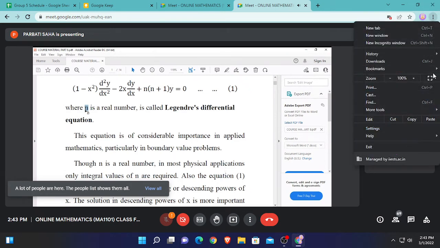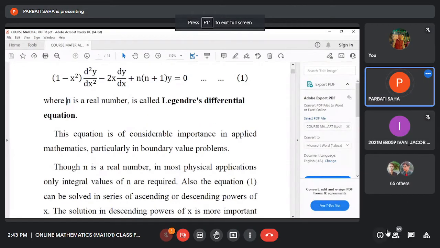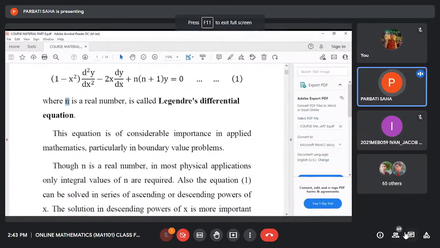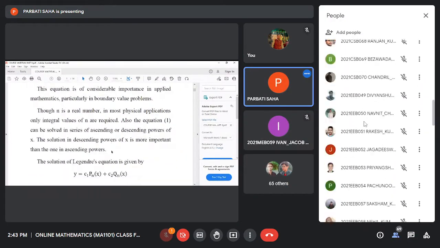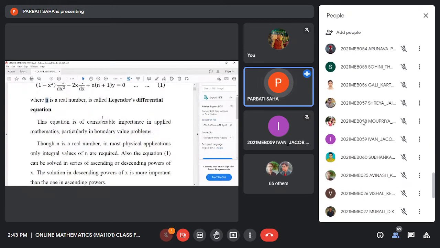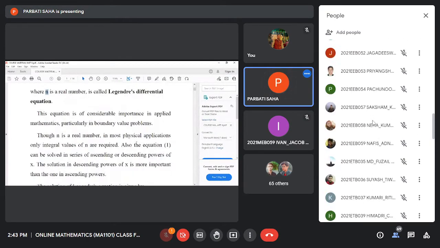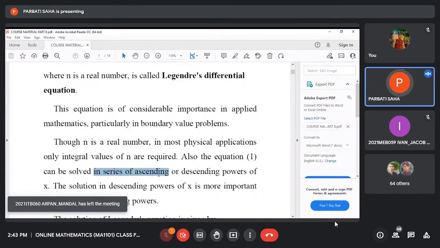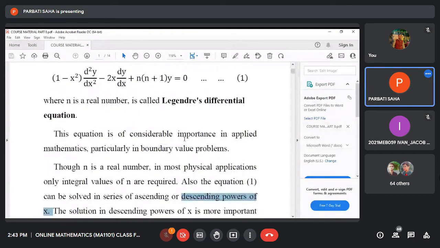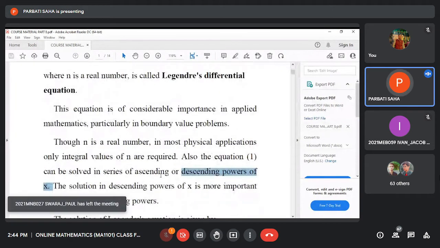Only integer values of n are required. So in physical applications, n will be an integer. And also, this equation can be solved in series of ascending powers of x or in descending powers of x.